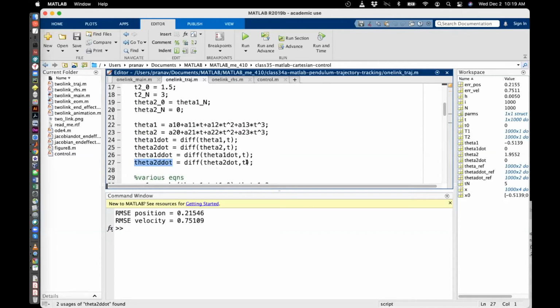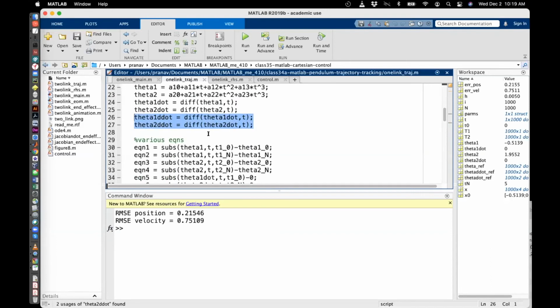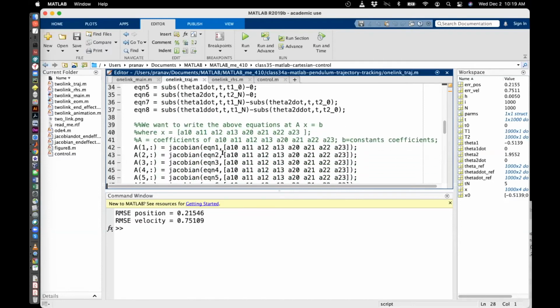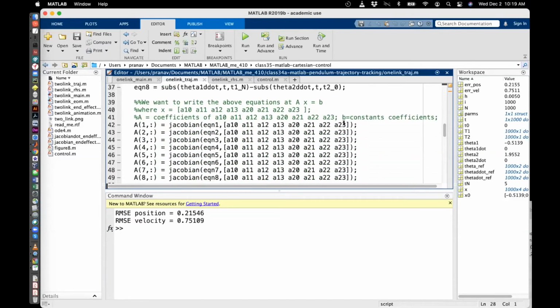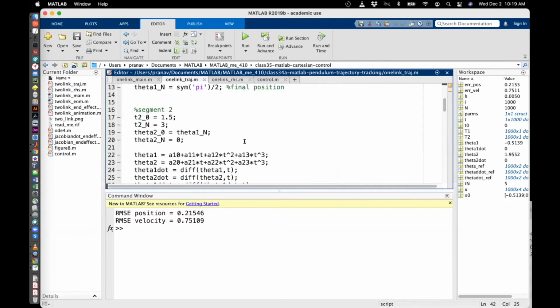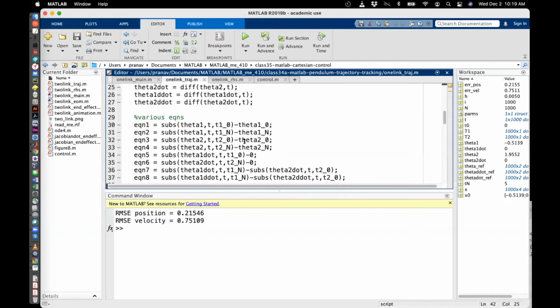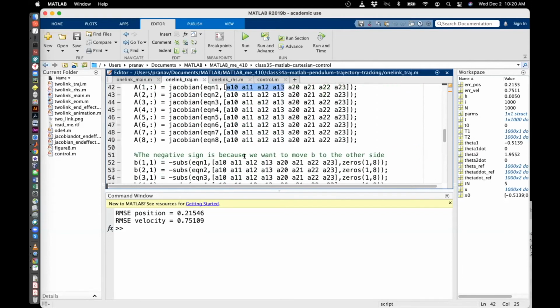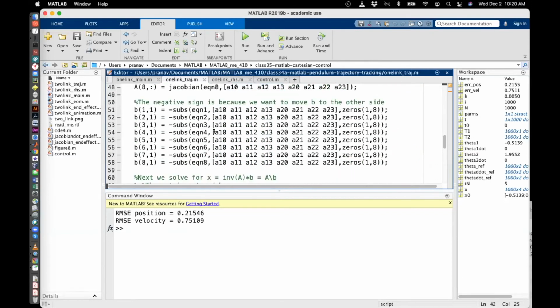This doesn't seem to be right to me. Though I define theta1 d dot, I don't seem to have used it. Okay, my bad. Okay, I see what I did. I think I combined both of them into a single equation. So basically this gives you the A and the B matrix.